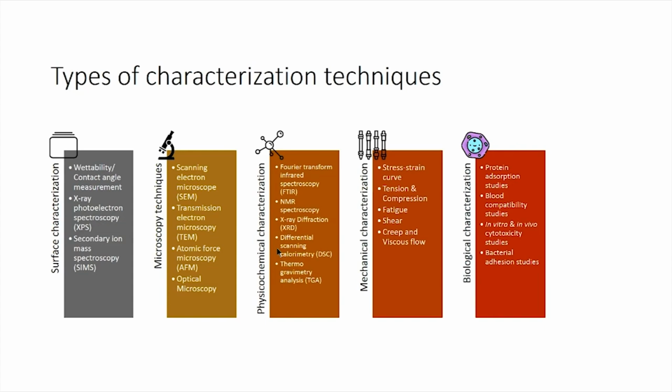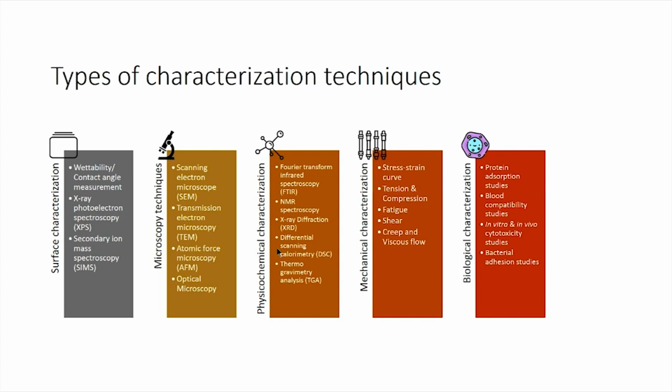X-ray photoelectron spectroscopy calculates the elemental composition of the material. What elements are present on your material surface and what chemical bonds are present on the surface can be found out using XPS analysis. Secondly, secondary ion mass spectroscopy is also a surface technique, where you can find out the atomic composition of the material surface, and how many electrons are available on the surface. Those can be calculated by secondary ion mass spectroscopy.